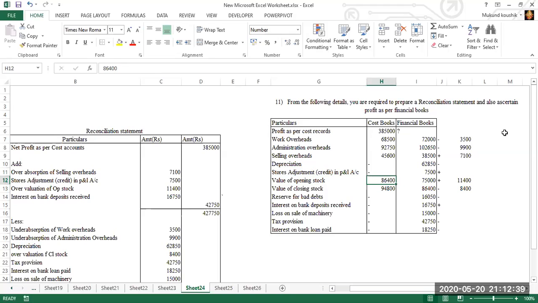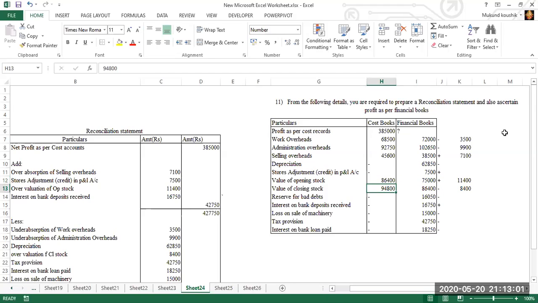Then the value of opening stock. They have given 86,400 as per costing books and 75,000 as per financial books. Here the costing books amount is more than the financial books amount, so it is a case of overvaluation of opening stock. We very well know that for overvaluation of opening stock, we have to add to net profit as per costing books.